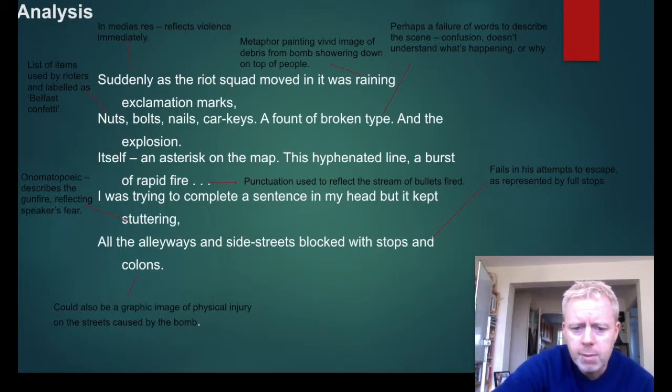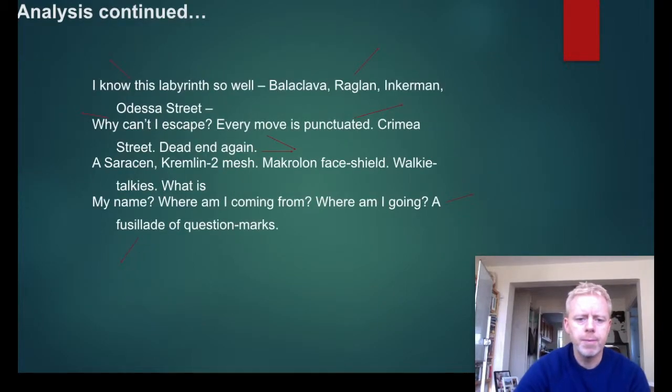I was trying to complete a sentence in my head, but it kept stuttering. Onomatopoeic, it describes the gunfire, reflecting the speaker's fear. All the alleyways and side streets blocked with stops and colons. He fails in his attempts to escape, as represented by full stops. It could also be a graphic image of physical imagery, your colon, your insides, on the streets caused by the bomb. It's another interpretation. Remember, top band, tentative analysis, multiple or alternative interpretations.